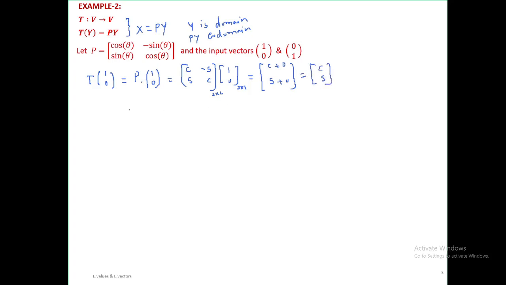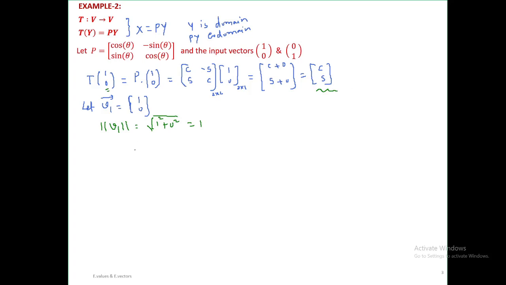Now look at how it preserves length. What is the length of this vector? Let v1 bar be (1, 0). Now what is the length? Norm of v1, the length of the vector, is the square root of 1 square plus 0 square. How much is it? Just 1 only, right? Now look at the resultant one. This (1, 0) is the domain vector. The codomain vector is this one. Now what is the length of this vector?